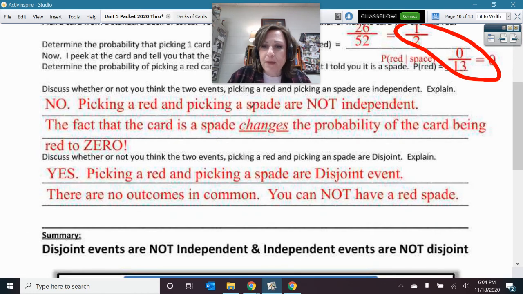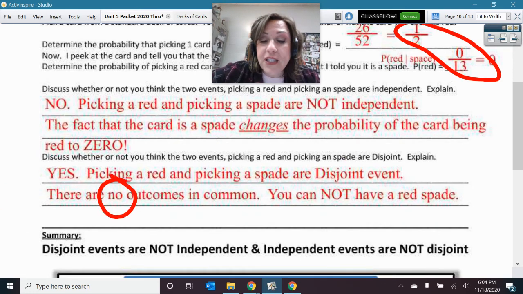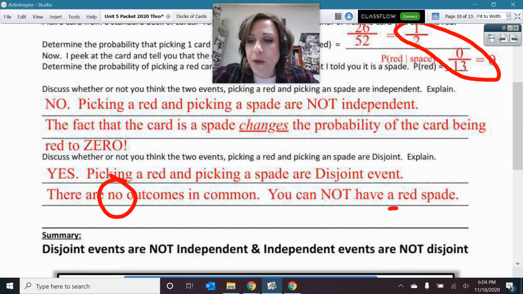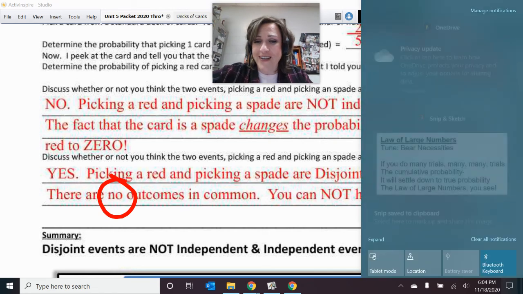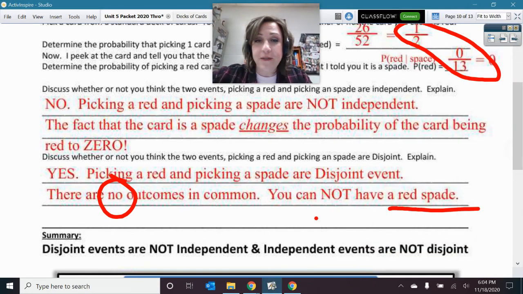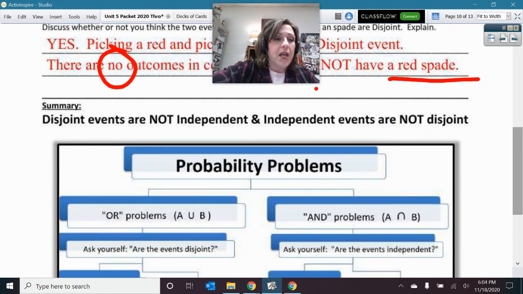Well, here, picking a spade and a red, there are no outcomes in common because you cannot have a red spade. So, it is not independent, but it is disjoint. The other one, we said, is independent and not disjoint. So look here, here's this summary. I've got it written right here because I confused myself and I can't say it right.